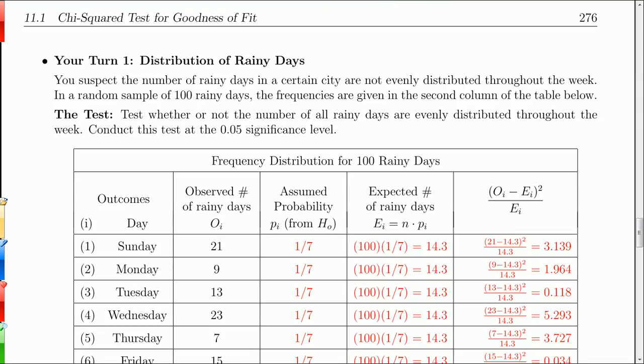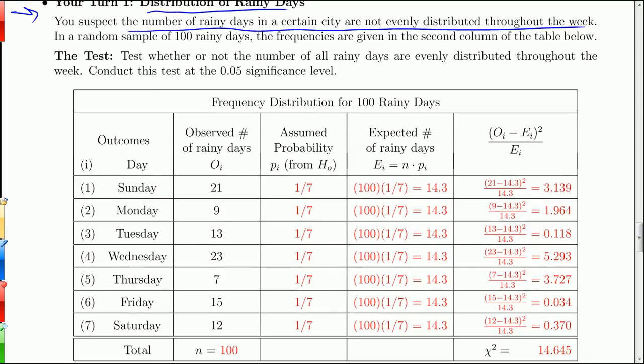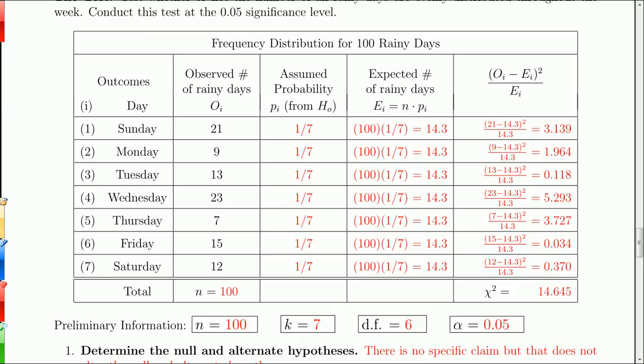We'll get to your turn number 1: distribution of rainy days. You suspect that the number of rainy days in a certain city are not evenly distributed throughout the week. In a random sample of 100 rainy days, the frequencies are given in the second column of the table below. So we have our days and the frequency of rainy days.